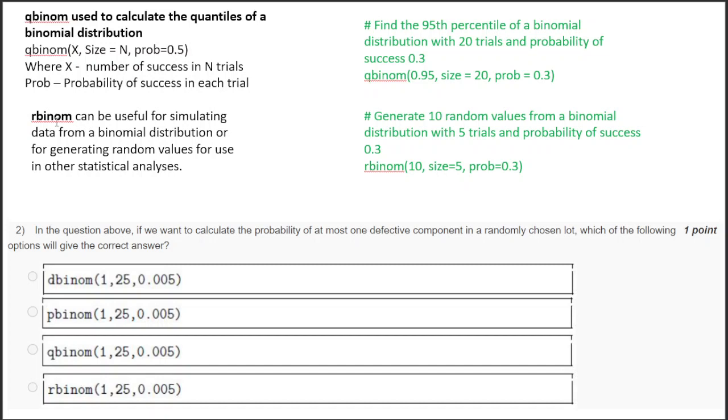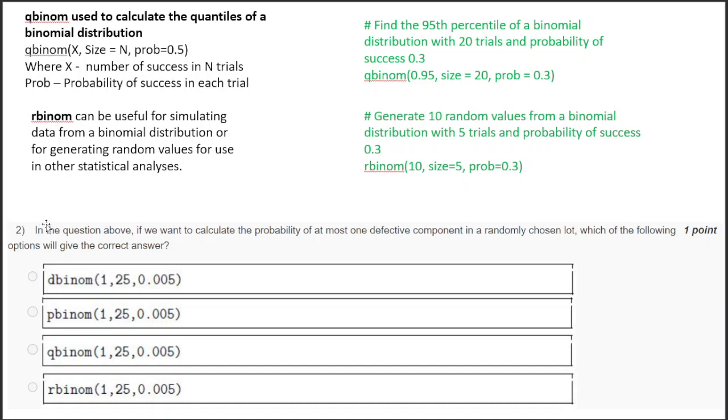rnorm. It gives the random variables. It gives the random values in a given interval for a given distribution. So here, binomial distribution. For example, generate 10 random variables from a binomial distribution with 5 trials and probability of success 0.3. So our binomial is like we need 10 random variables from a number of trials 5 with a probability of 0.3.